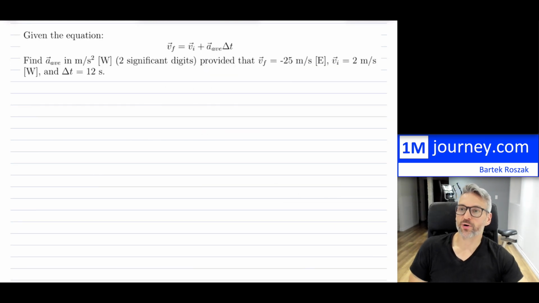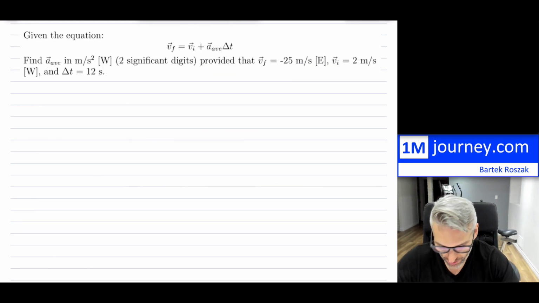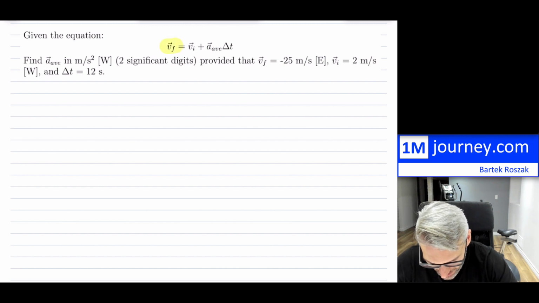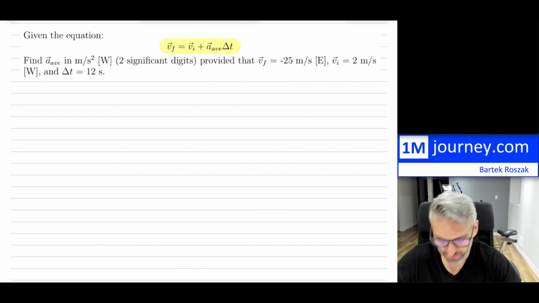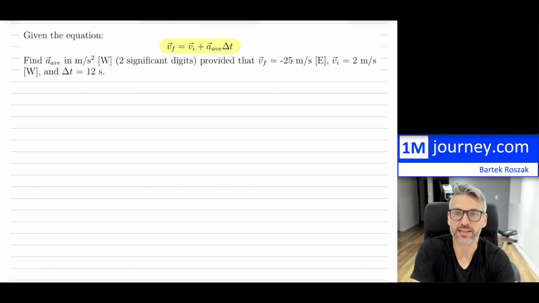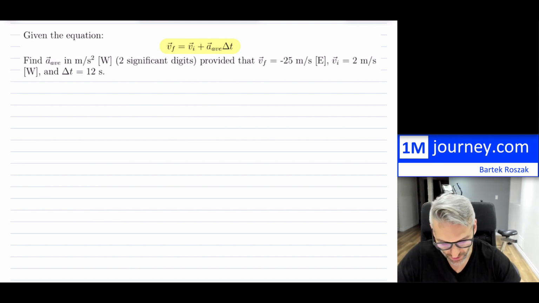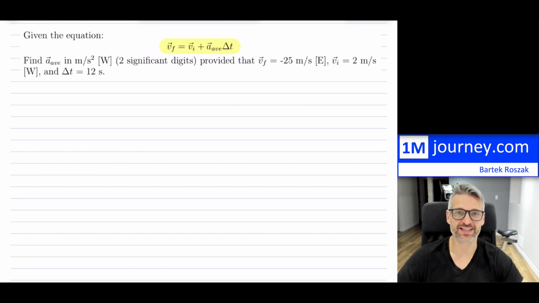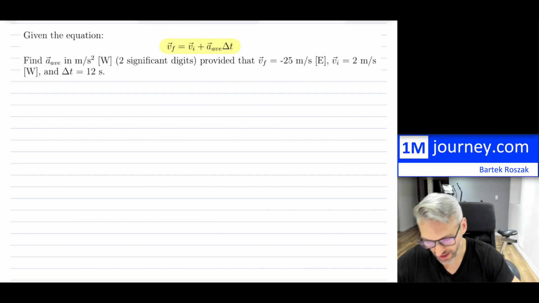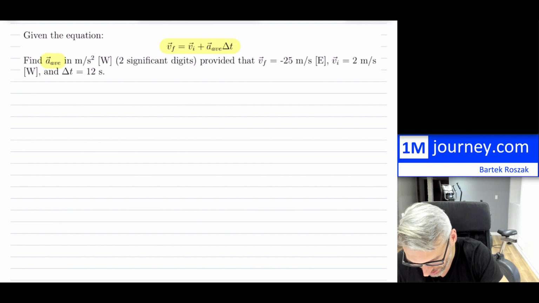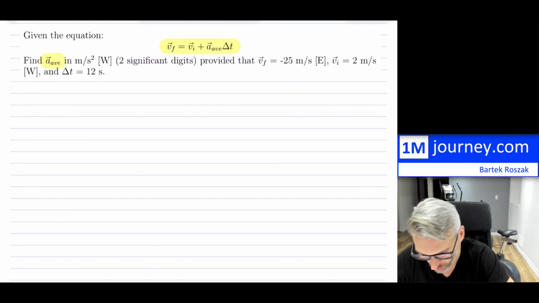In this example, we have the following equation, which is given, and I hope this doesn't throw you off. Notice that v final is equal to v initial plus acceleration times delta t. The first thing I'll say is that this comes from the actual definition of acceleration. So you can kind of cheat in this question, because it says that you have this equation given, and then you're supposed to find the average acceleration in meters per second squared west.